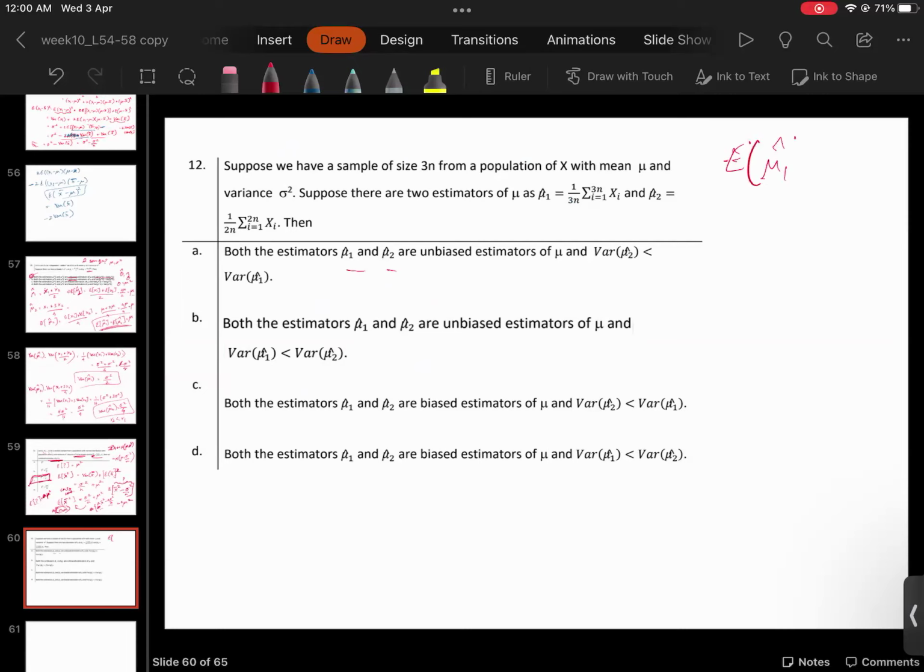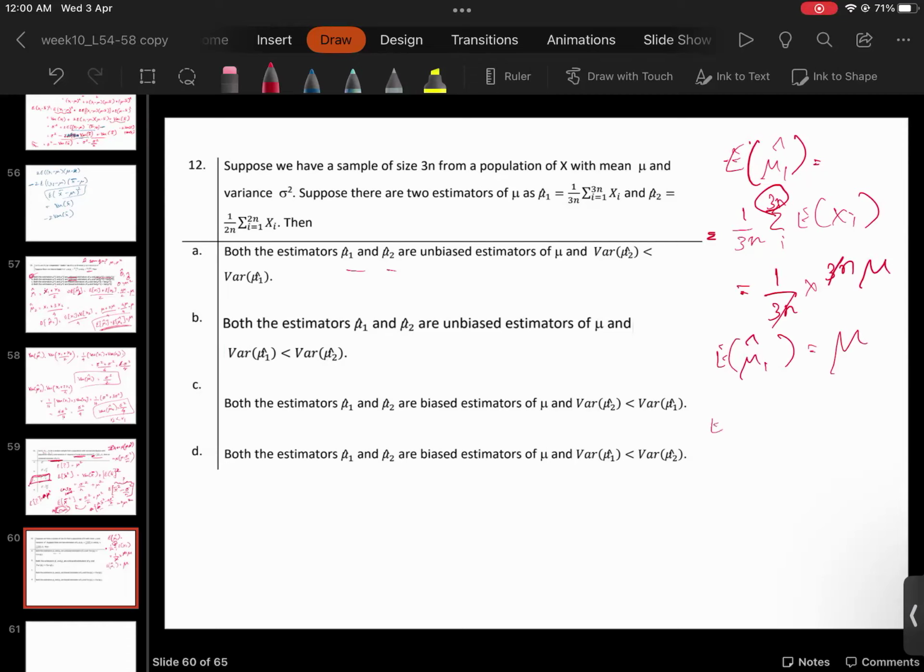So first, mu1 hat expectation is equal to expectation of 1 by 3n summation i to 3n of xi. So expectation of xi is mu, so you get 3n mu. When you multiply 1 by 3n into 3n mu, it will get cancelled. So expectation of mu1 hat is equal to just mu. So mu1 hat is unbiased.